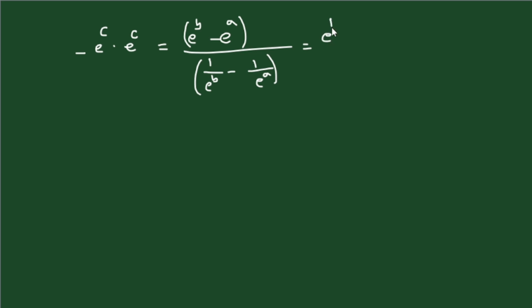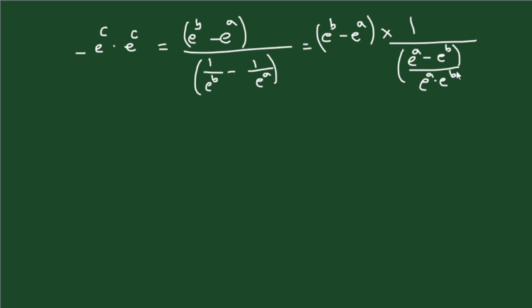So which is e power b minus e power a multiplied by 1 by, you can write e power a minus e power b by e power a into e power b in the denominator, LCM. And you can write this e power a into e power b goes to the numerator. It is e power b minus e power a into e power a into e power b by e power a minus e power b.